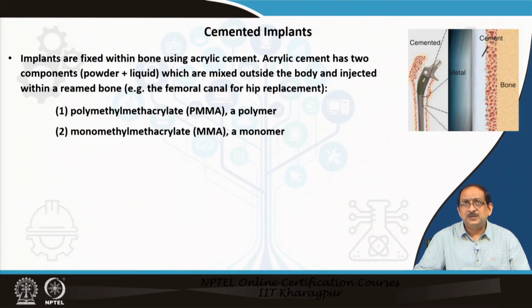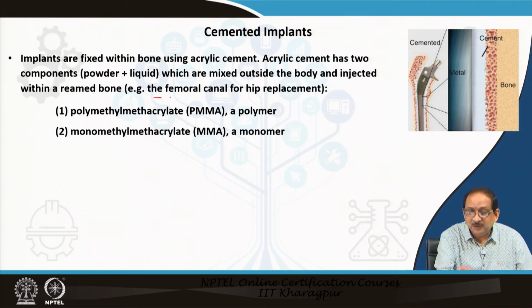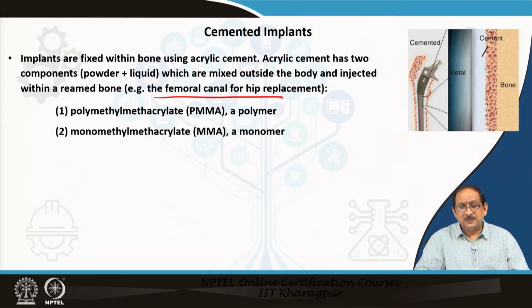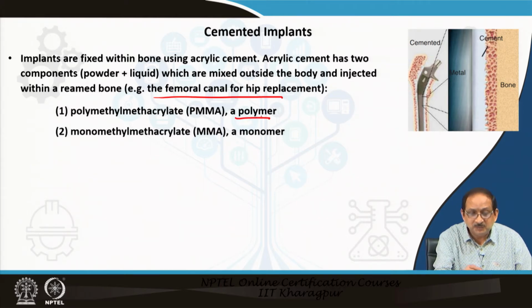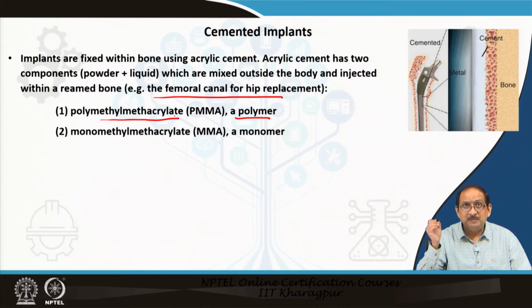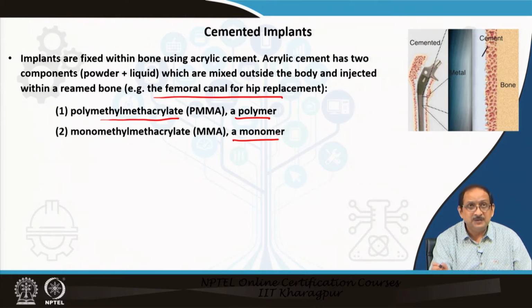The implants are fixed within bone using acrylic cement in the case of cemented implants. The acrylic cement has two components, a powder and a liquid, which are mixed outside the body and injected within a reamed bone or a cavity in the bone, for example, the femoral canal for hip replacements. Now, acrylic cement consists of a polymer, that is polymethyl methacrylate, PMMA, and a monomer, the liquid methyl methacrylate, MMA.